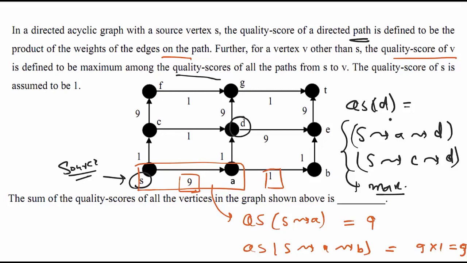So what we are saying is that if there are multiple paths from S to some vertex, let's call it D.